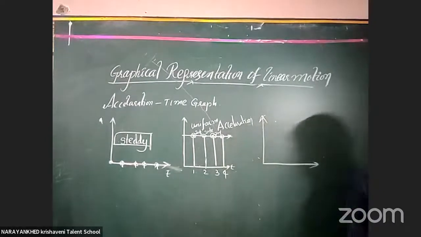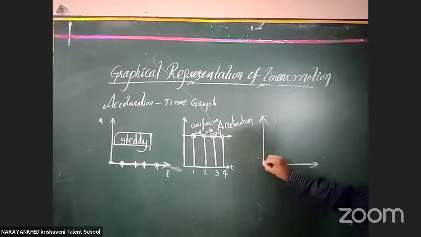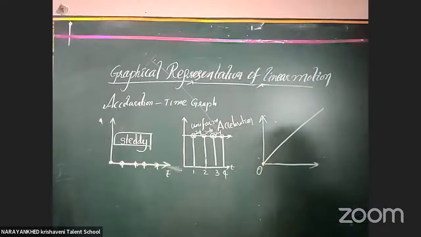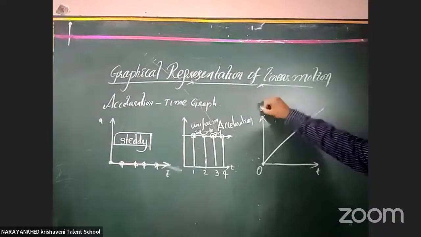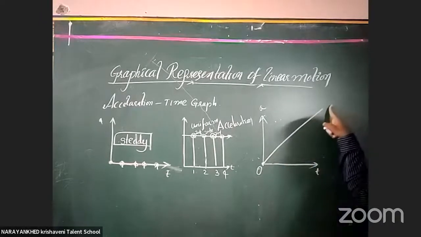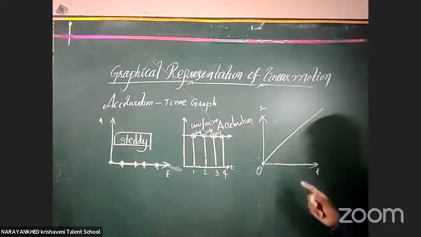Next, what do we have after this? We have a graph starting from rest. It is starting from zero. This is the time axis and this is the acceleration axis. It gradually increases, but increases by the same value each time.